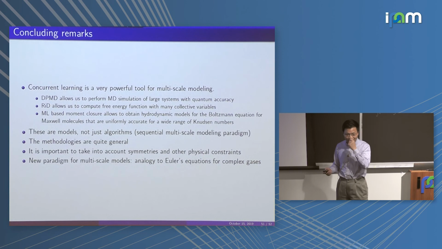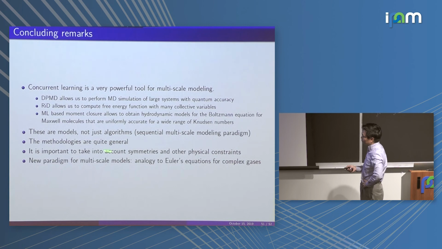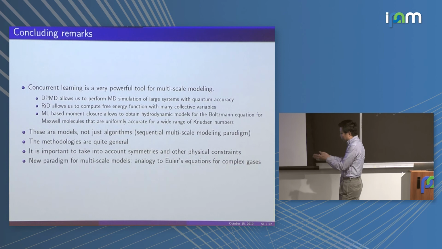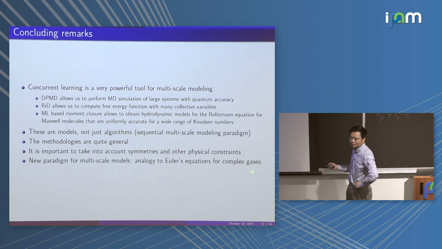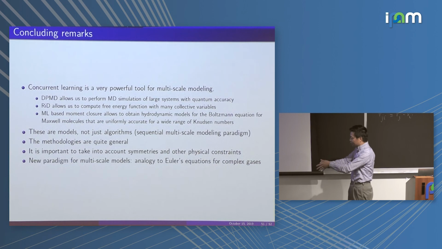Please get this straight. And the methodologies are quite general. It's important to take into account symmetries and physical constraints. And so how do we think about these models, which part of it is just a neural network? This is an example I know from when I was a graduate student here, when we had to solve fluid equations with complex gases. The equation of state is not just ideal gas. In that case, the equation of state, if I remember correctly, is stored as a table in Los Alamos. So here is the same thing. You have the equation, and part of it is just stored in a table somewhere. But you can think of it just as a PDE.